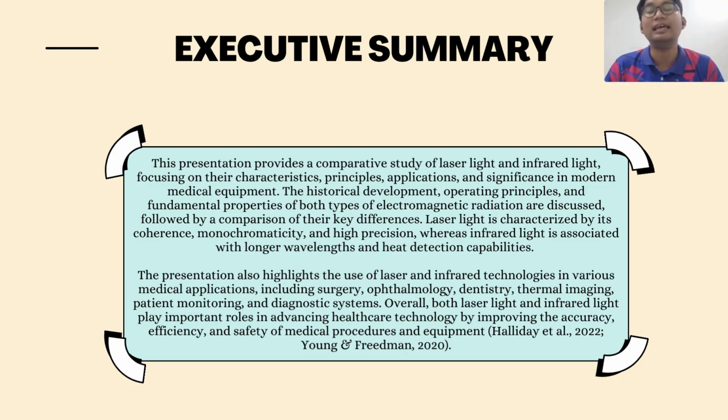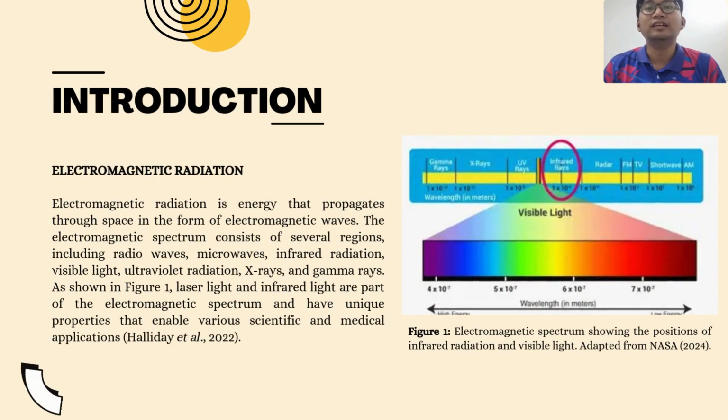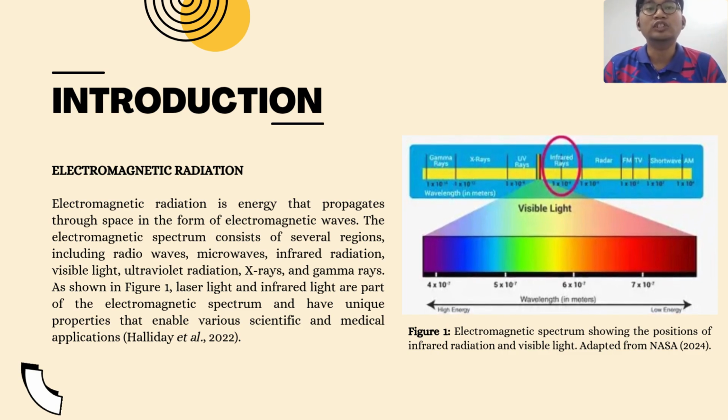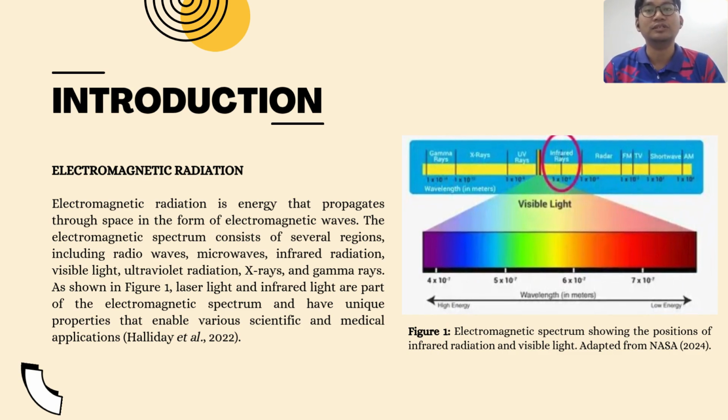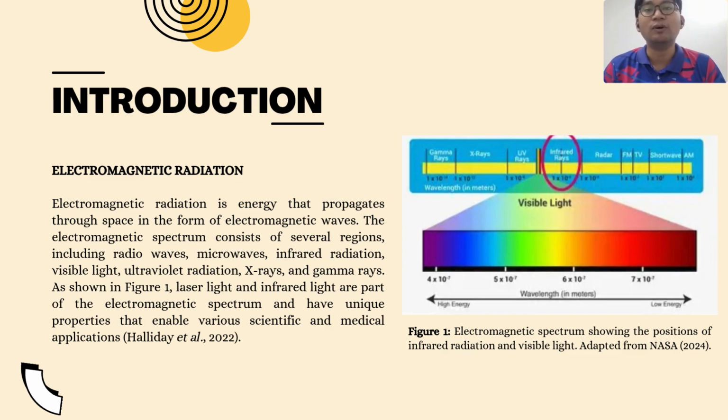of modern medical equipment. Before discussing laser light and infralight, it's important to understand electromagnetic radiation. Electromagnetic radiation is a form of energy that travels through space as electromagnetic waves. The electromagnetic spectrum consists of several regions, including radio waves, microwaves, infrared radiation, visible light, ultraviolet radiation, X-rays, and gamma rays. As shown in Figure 1, both laser light and infralight are part of the electromagnetic spectrum.